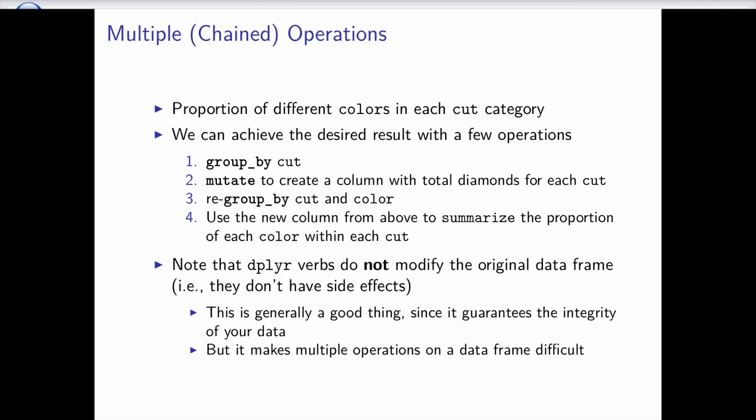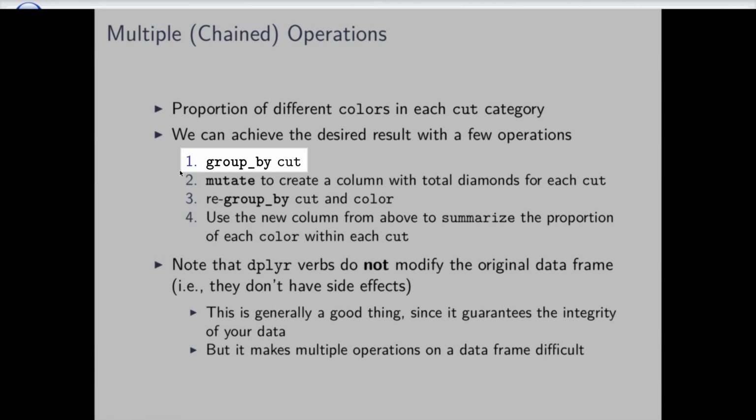Now usually when manipulating data, our tasks will involve more than just 1 or 2 verbs. So we'll need to chain multiple operations. For example, say we want to find the proportion of different colors in each cut category. And one way we could find this is to take these 4 operations. First, we can group the data by cut.